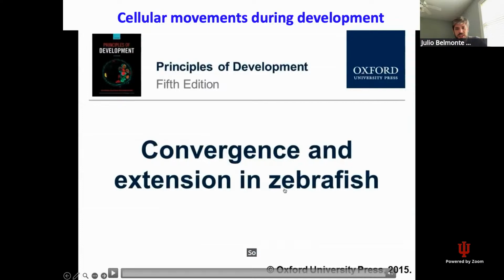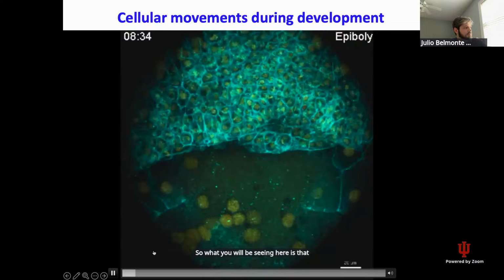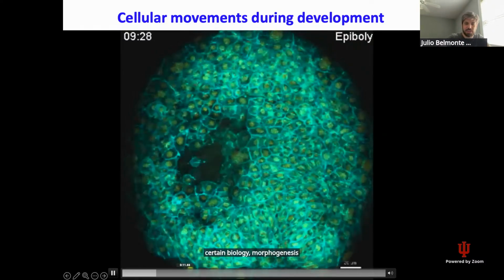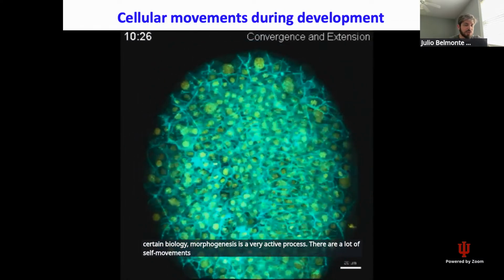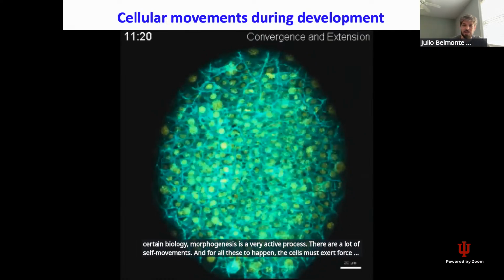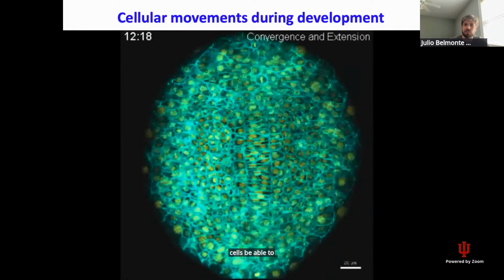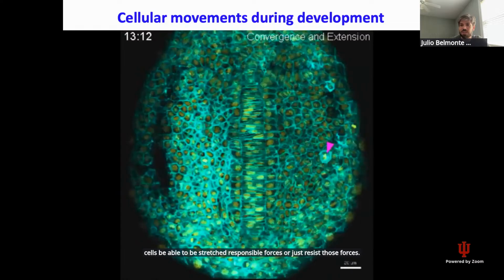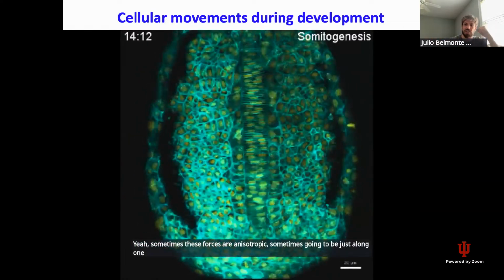So what you'll be seeing here is that for biology, morphogenesis is a very active process. There are a lot of cell movements. And in order for all this to happen, the cells must exert force on the neighbors, pull on the neighbors. The cells must be able to be stretched, respond to those forces, or just resist those forces. And sometimes these forces are anisotropic. Sometimes it's going to be just along one direction rather than the other.